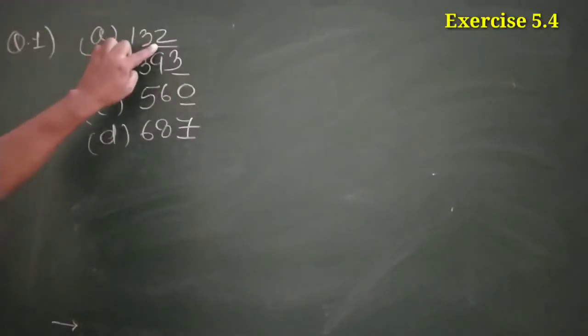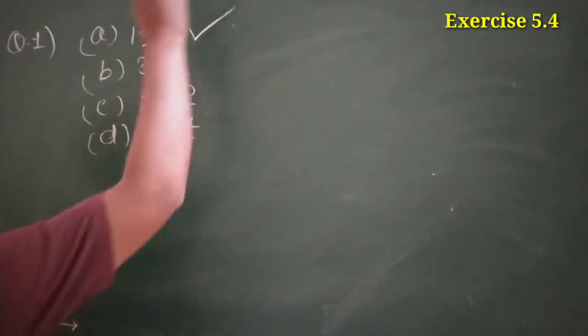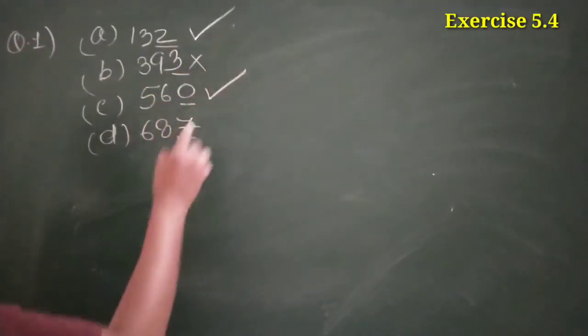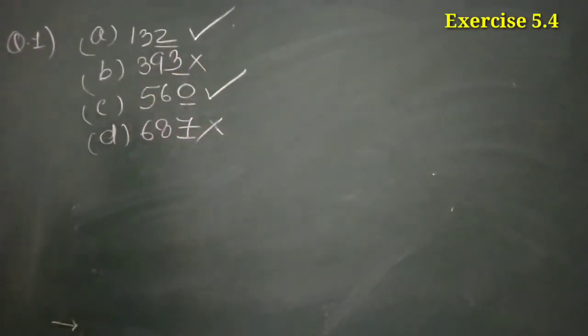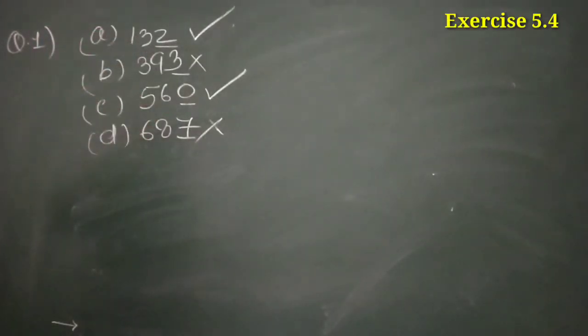In this it is 2, and I had told you that if any number has 2 at the unit place, then that number is divisible by 2. It means 132 is divisible by 2. 393, no. 560, yes. 7, no. Is it clear? So 132 and 560 are divisible by 2.